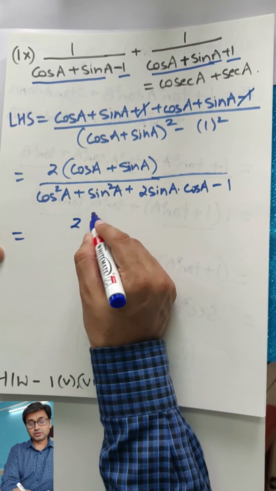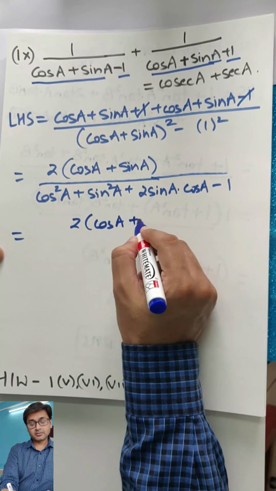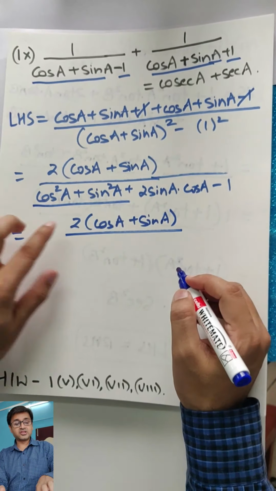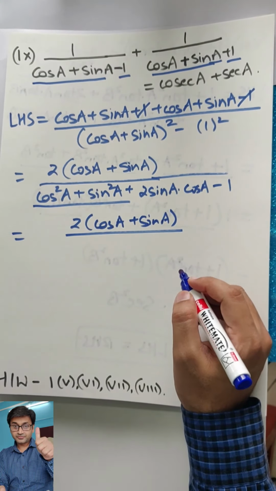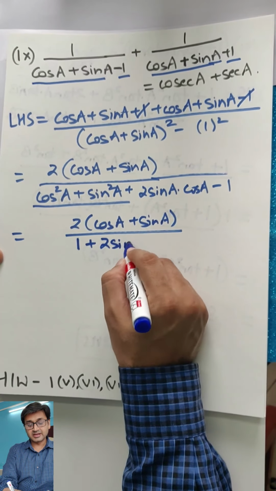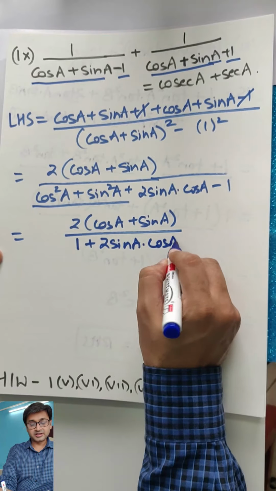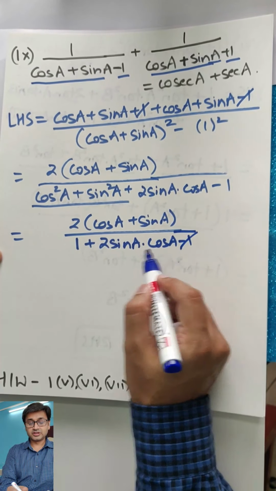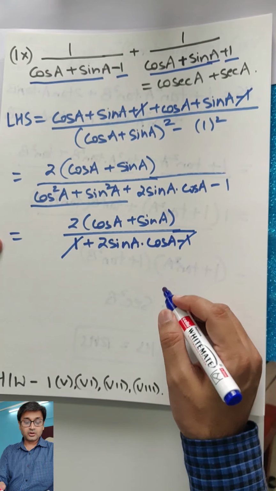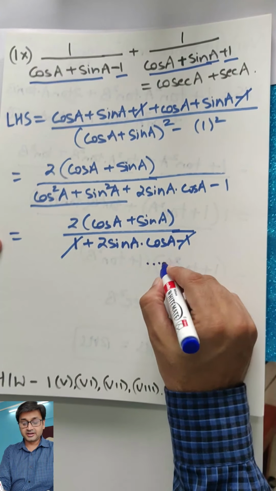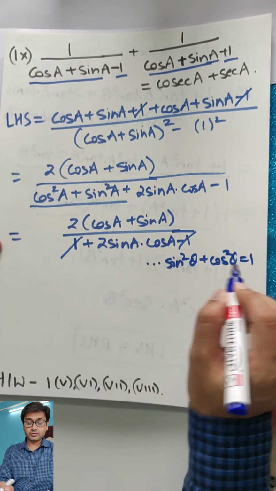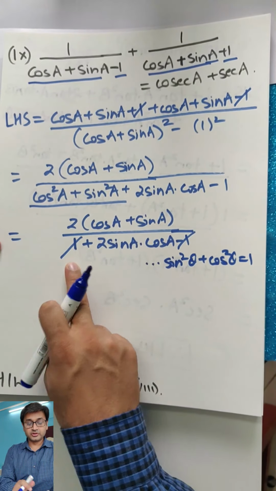What do I get now? So 2 times cos A plus sin A. Denominator, can I write this sin square plus cos square as 1? Yeah, square ratio. So 1 plus 2 times sin A into cos A minus 1. So this plus minus cancels. I have lost 1 mark. Can you tell me why? Not because I didn't complete, because I didn't write the reason. Sin square plus cos square equals to 1 for this one which we used here.